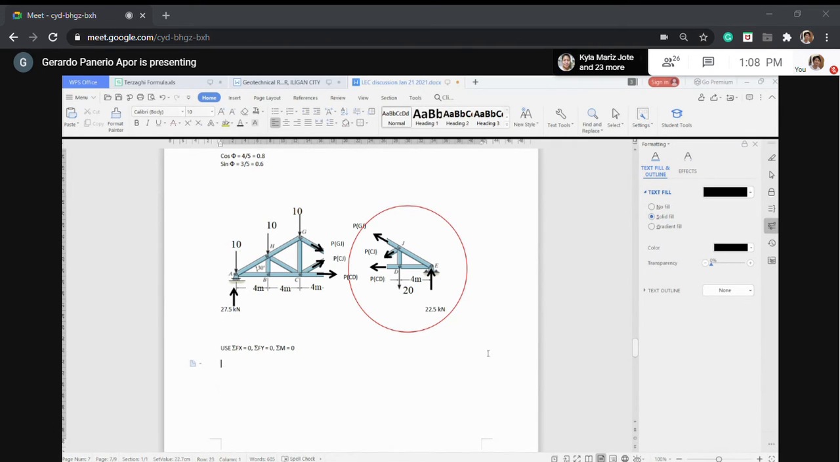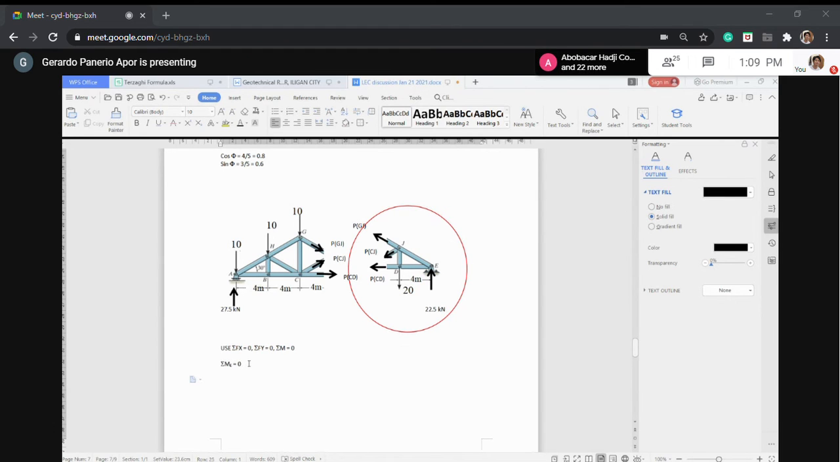Just like, for example, if I am going to sum up moment at E, at least one force is passing through A, the PGJ, and also PCD. So that means there is one unknown, PCG, which we can solve. So if I do that, summation of moment at E, I will make this a subscript, is equal to 0.